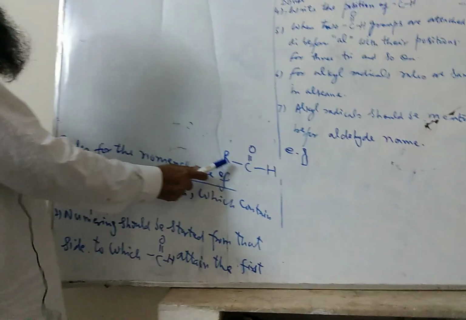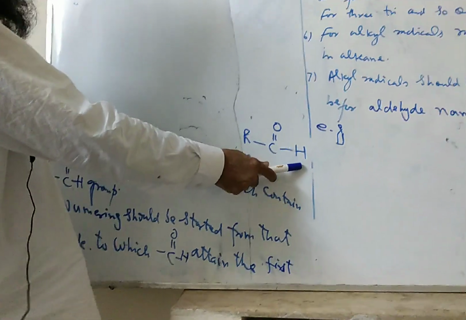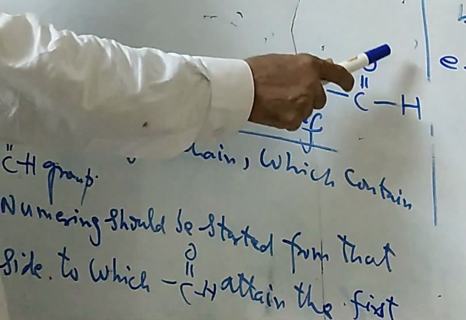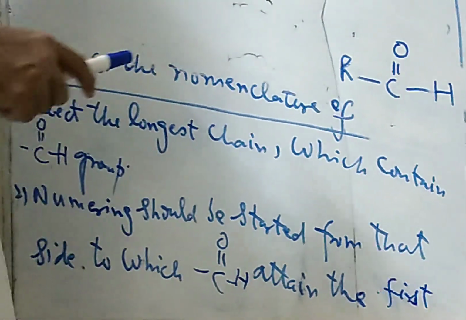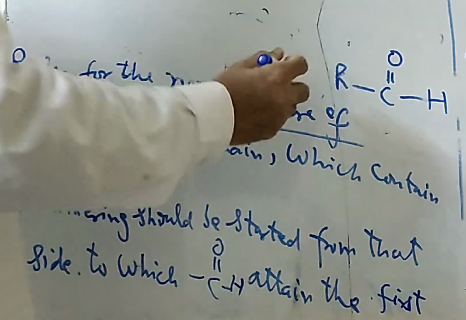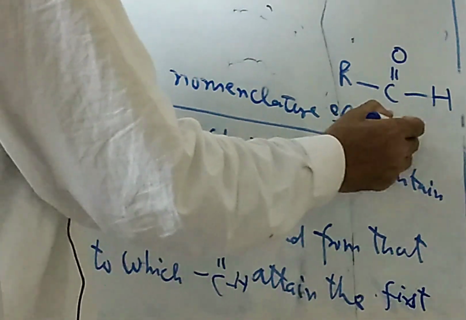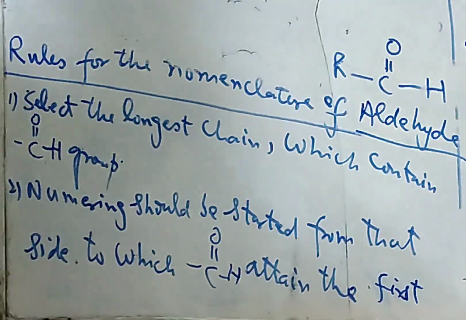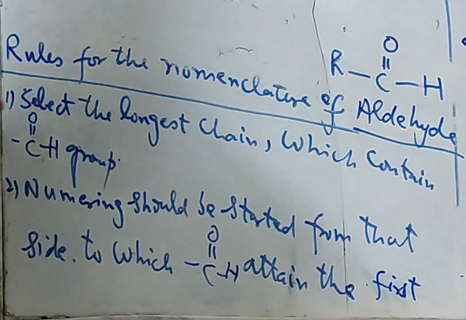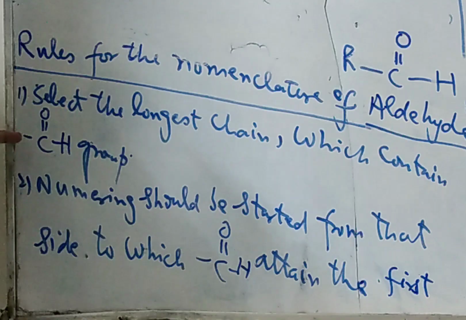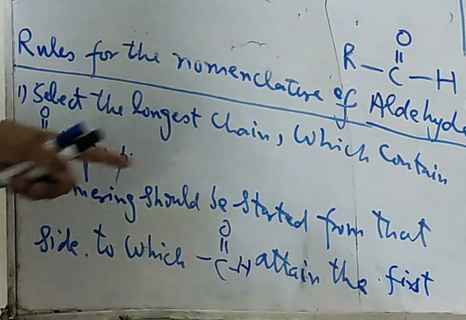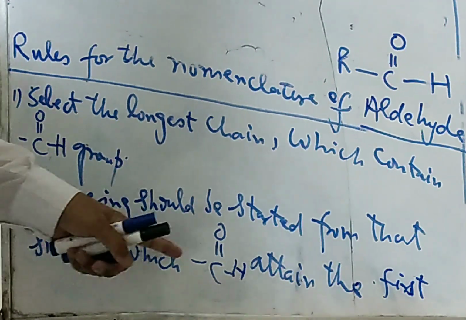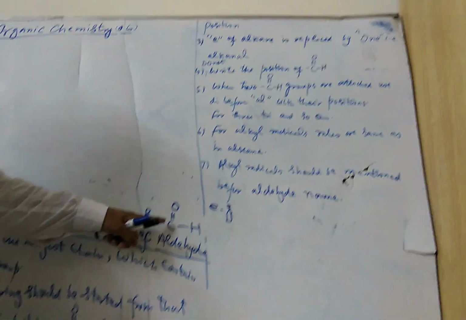So in this case, RCOH. This CHO group is known as the aldehyde. First rule, select the longest chain which contains the CHO group. Numbering should be started from the side to which CHO attains the first position, because it always attains the first position.